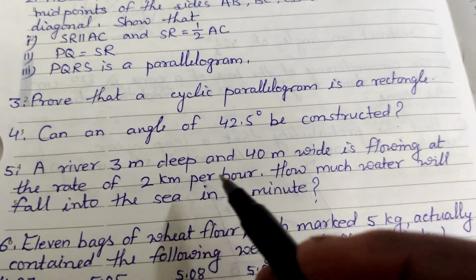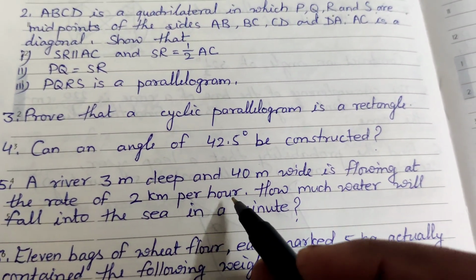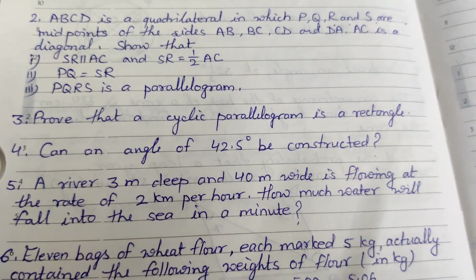Okay, next question number 6. A river 3 meter deep and 40 meter wide is flowing at the rate of 2 km per hour. How much water will fall into the sea in a minute?